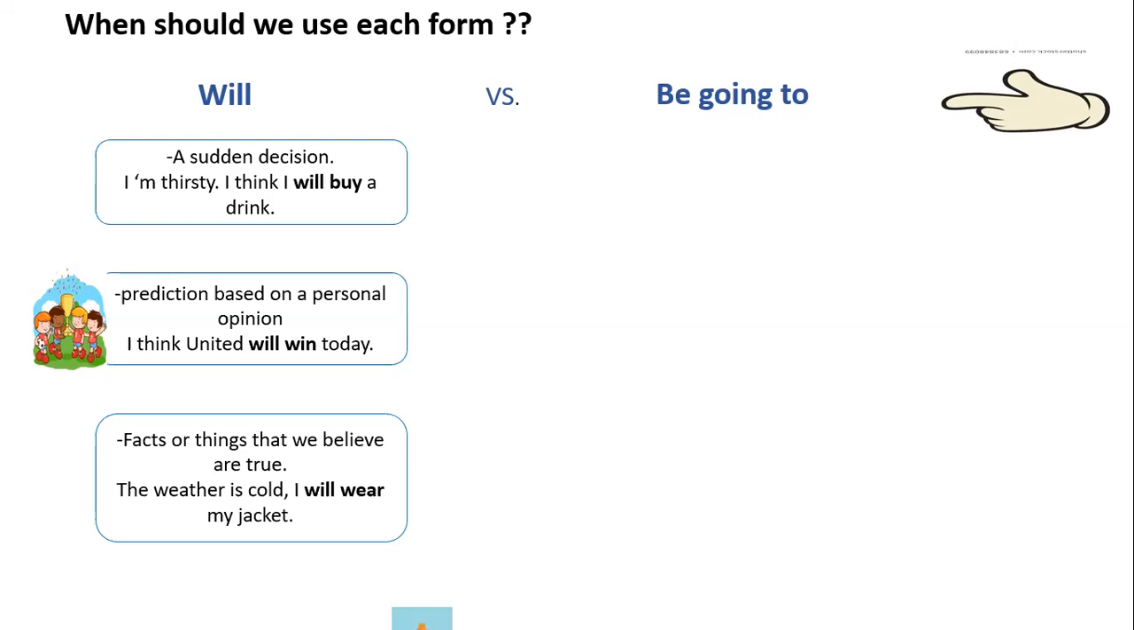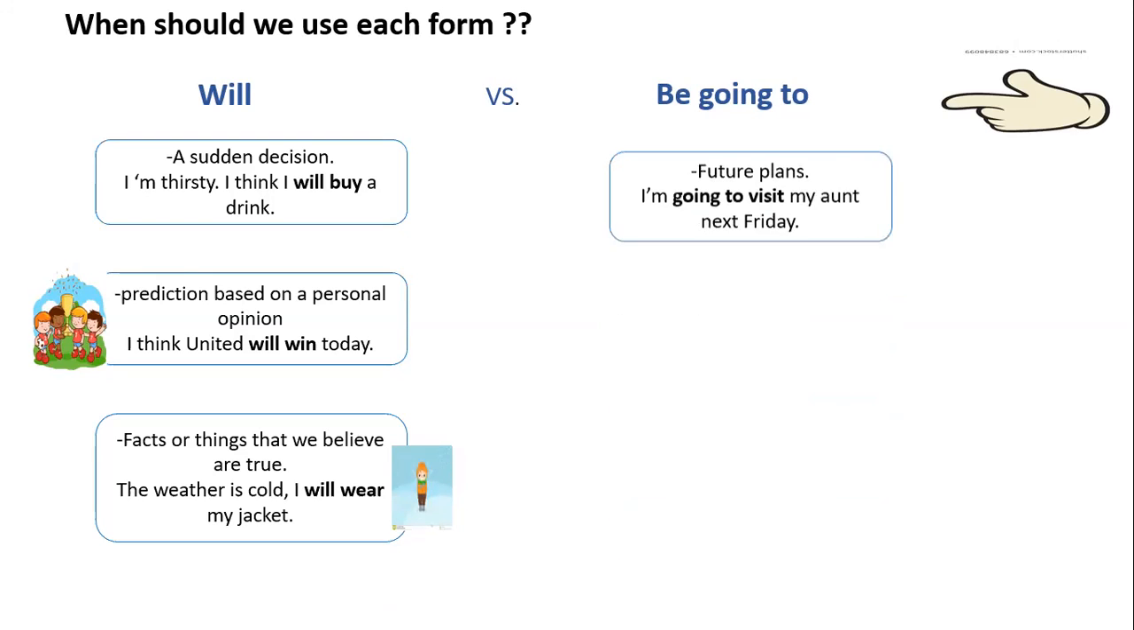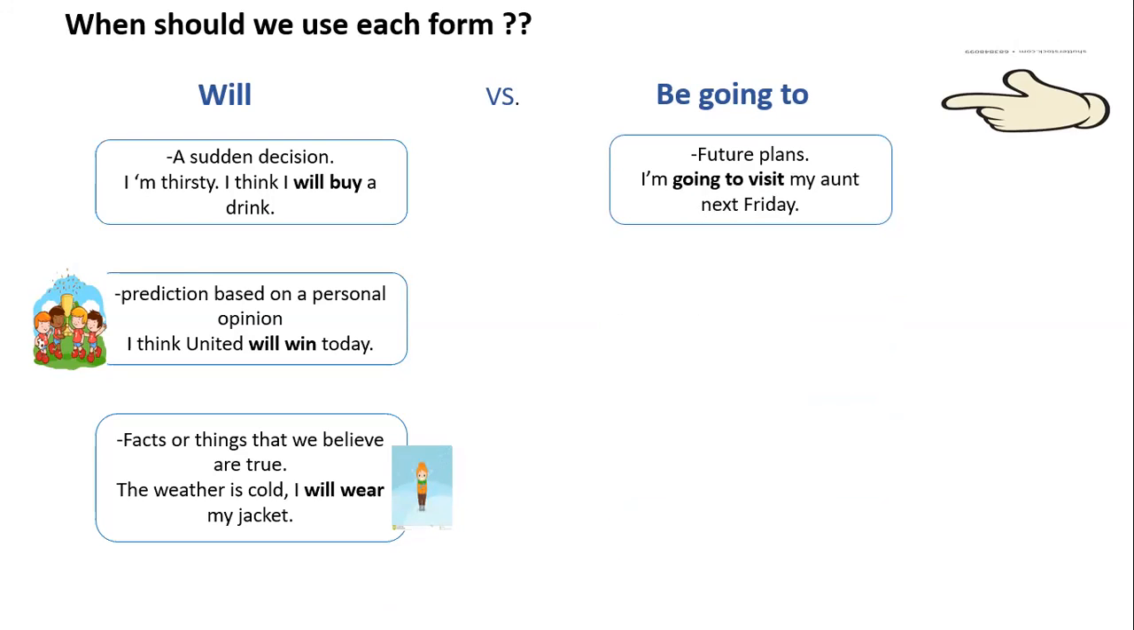What about going to? Here in going to, we talk about future plans. So there are no sudden decisions in the going to form. I'm going to visit my aunt next Friday. Here I'm making a plan for next Friday to visit my aunt. Since the subject is I, we add am, going to plus verb one.